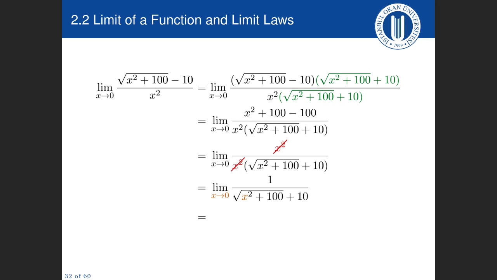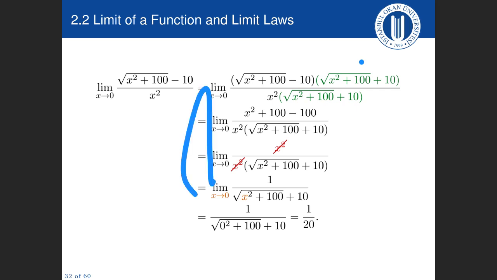Now, it's okay to replace the x by a 0. That's 1 divided by the square root of 0 squared plus 100 plus 10, or 1 divided by 20. The key step here was to notice that we have an a minus b in our limit, and by multiplying top and bottom by a plus b, this would simplify.